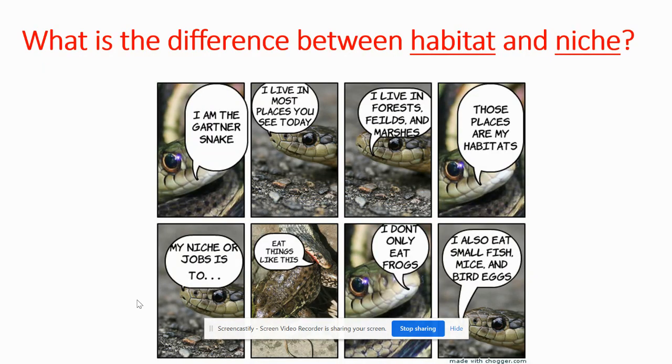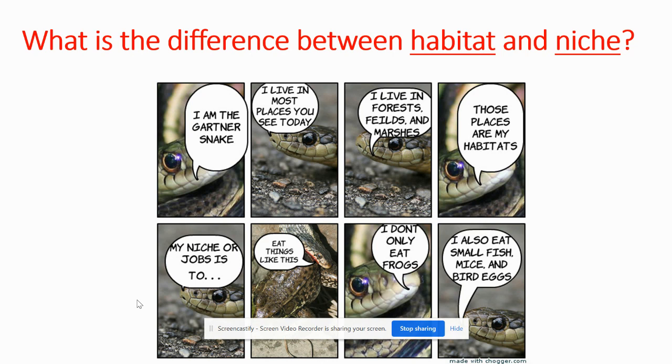Okay, habitat and niche. We've got our friendly little snake here. He says, I am the garden snake. I live in most places you see today. I live in forests, fields, and marshes. Those places are my habitats. So that first row is talking about all the places that he or she inhabits.